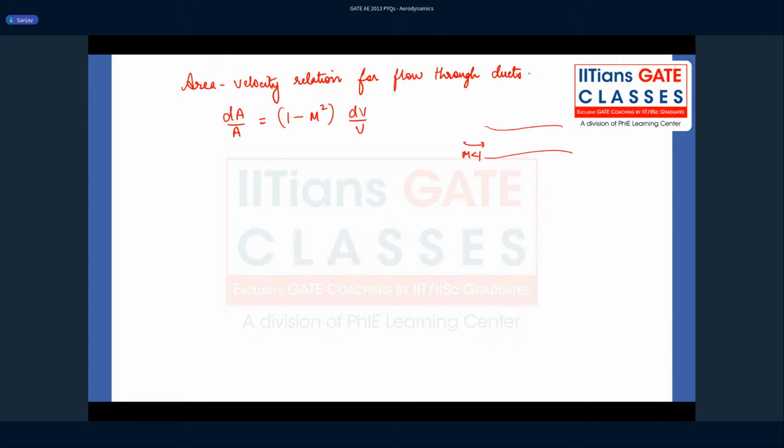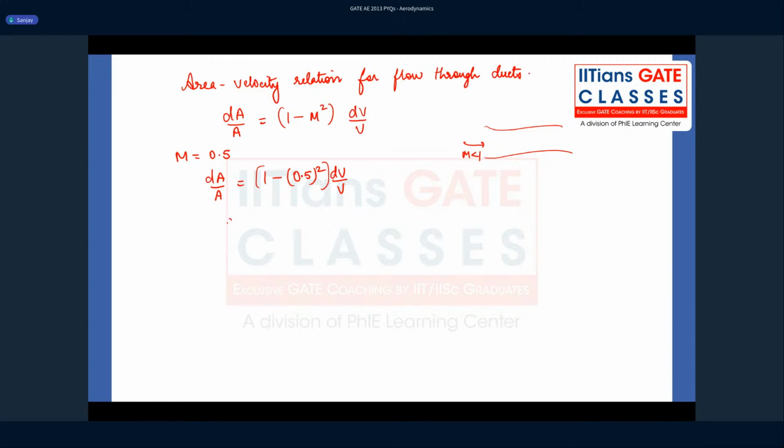So this is the equation that governs your area and velocity for a compressible flow. For an incompressible flow, we already know that A into V is constant, but this is for the compressible flow. All right. Now they have already given you M, the Mach number is 0.5. So what is your dA by A now? dA by A is equal to 1 minus 0.5 square times dV by V.